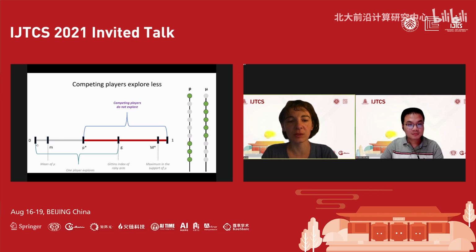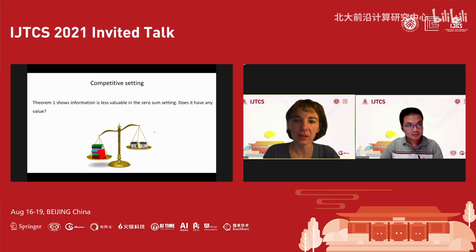Basically, one player will always explore in the range from 0 to G, the risky arm. So here the risky arm is shown on the right. But competing players will not explore in the red region from P star to G. And in fact, they won't explore anywhere above P star. So we can see from P star to 1. So theorem 1 shows information is less valuable in the zero-sum setting.